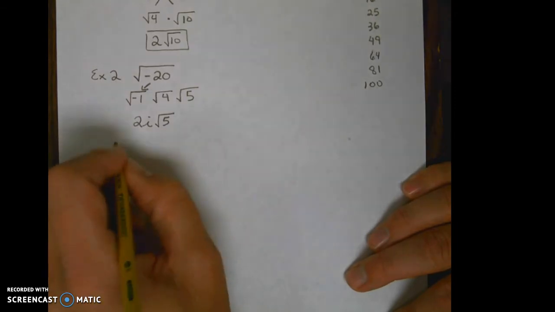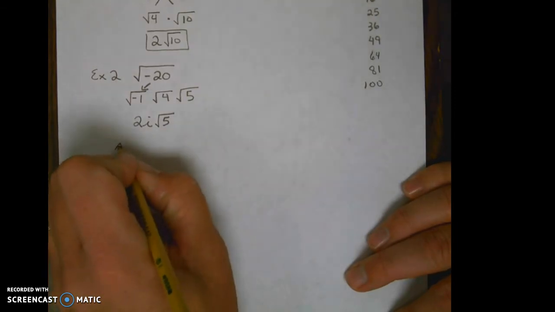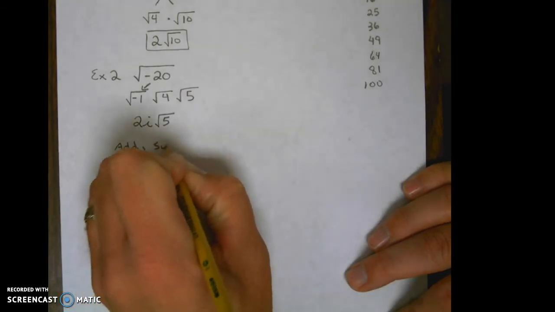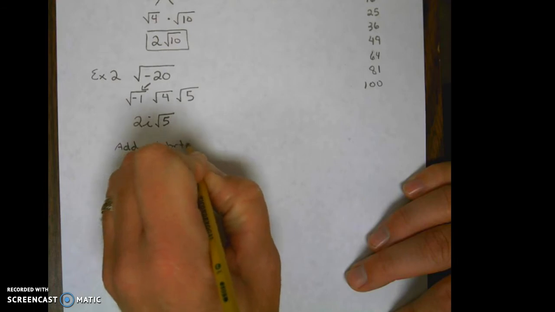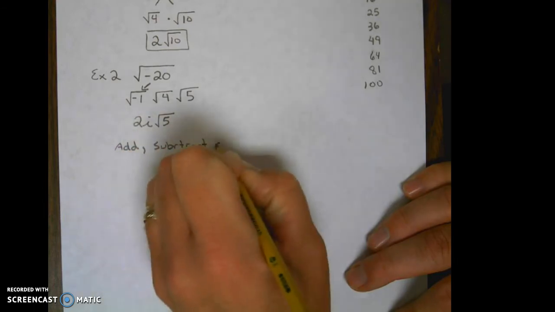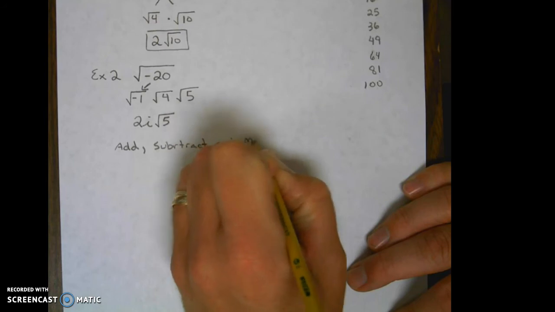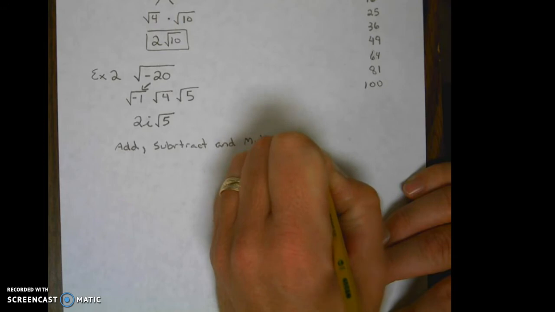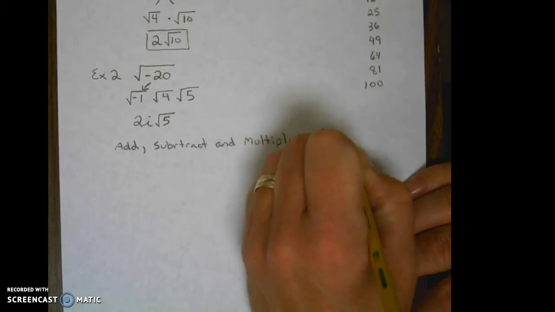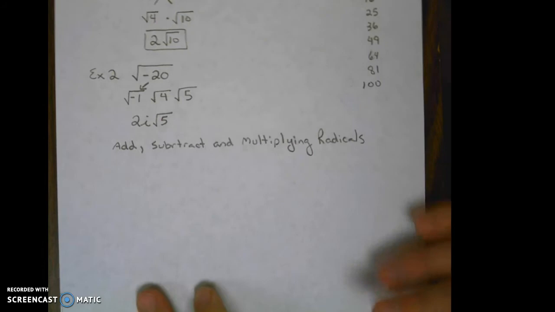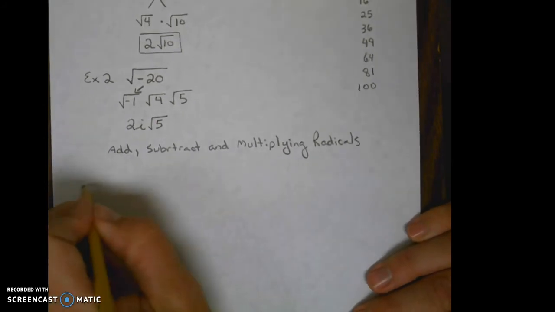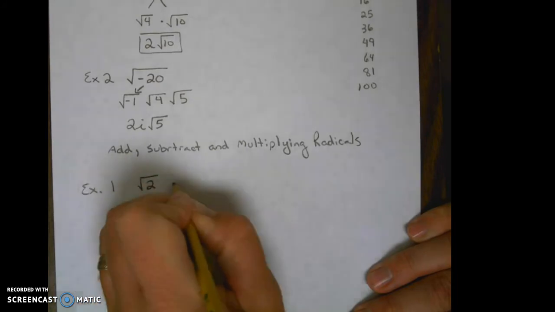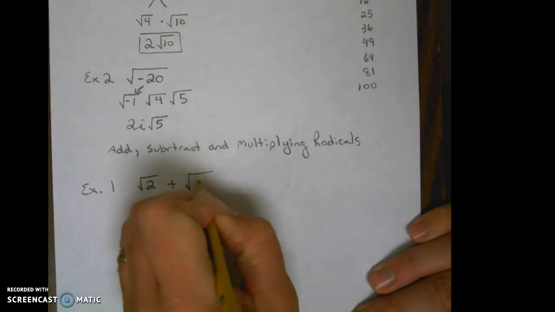So let's take a look at adding, subtracting, and multiplying radicals. Okay, so let's say, for example, example 1, we have the square root of 2 plus the square root of 8.